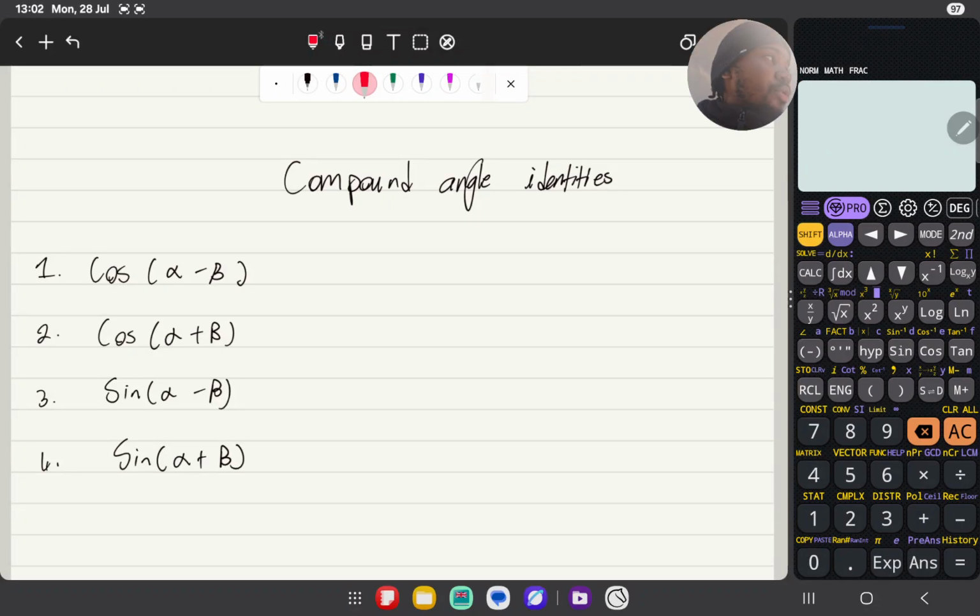Hey guys, grade 12 trigonometry. Cool. We're going to start with compound angles identities. That's number one. Number two, I'm not going to do the proof.